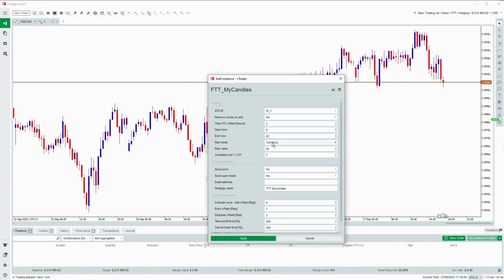Risk mode, there are 3 options. Currency. Setting the risk in money. The strategy calculates the size of the position it can open to maintain the amount at risk in money according to the settings. Percent. Risk setting in certain percent of the account.